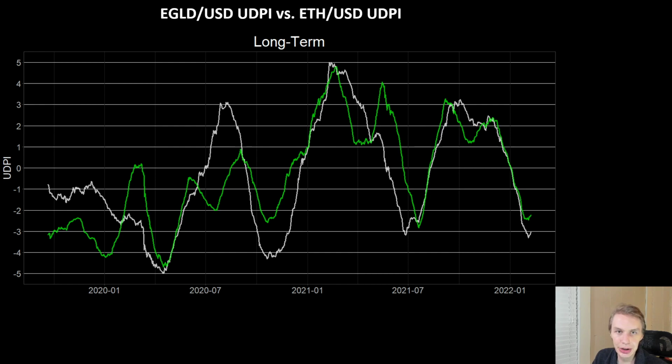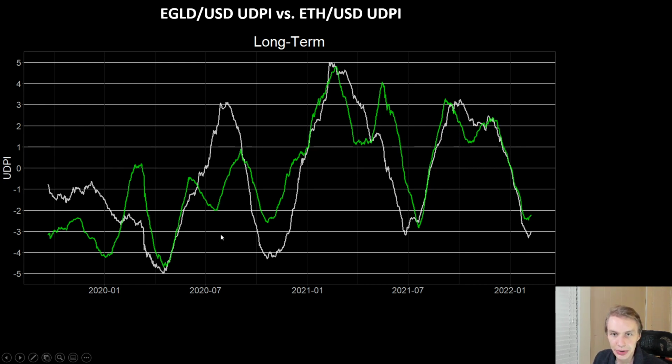So another thing I just wanted to look at, which I think is an interesting metric to look at sometimes, is comparing the long-term UDPI for EGLD to the long-term UDPI for Ethereum. So the white grayish line is the EGLD UDPI over time, and then the green line is the ETH UDPI level over that same time period.